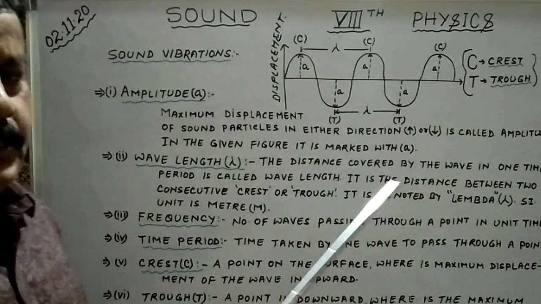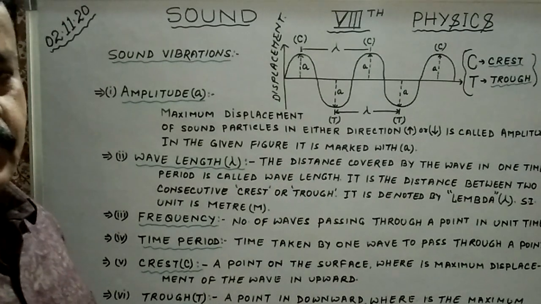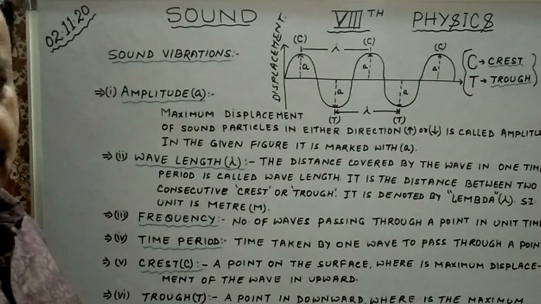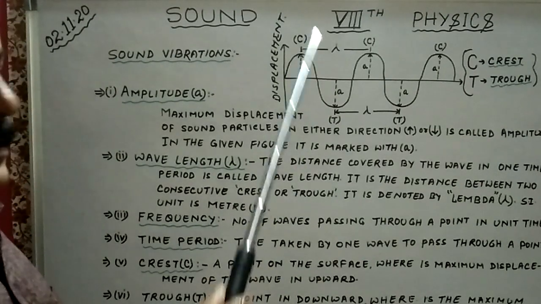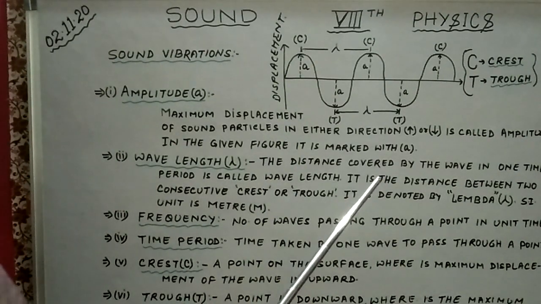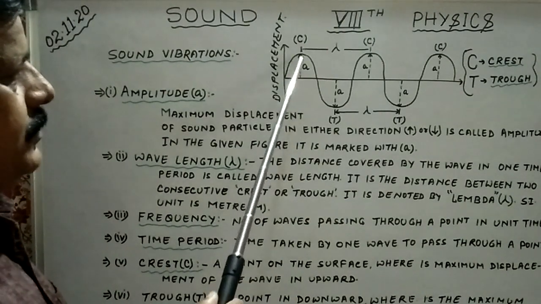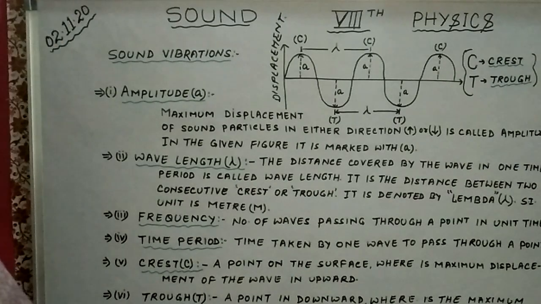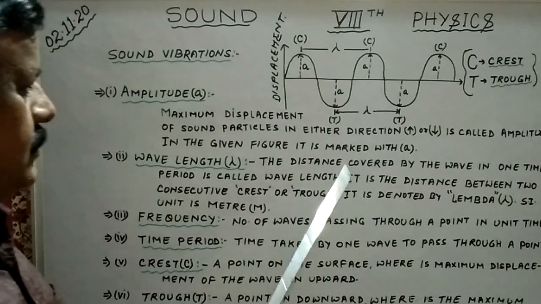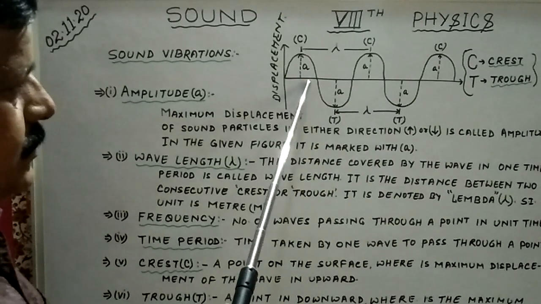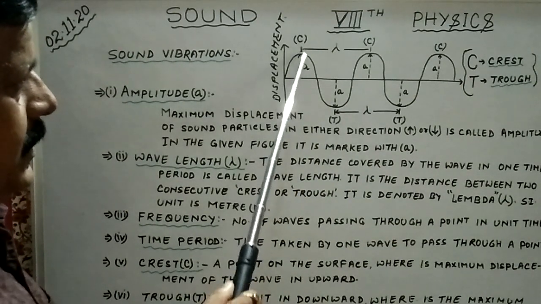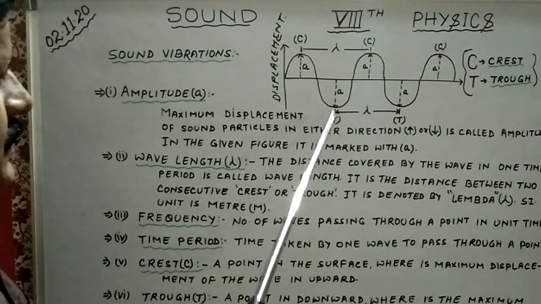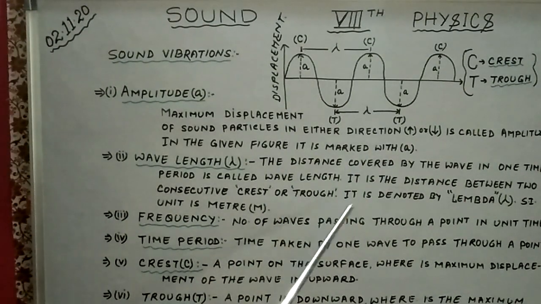Now come to the amplitude. This is small a. What is amplitude? Maximum displacement of sound particles in either direction is called amplitude. It may be in upward direction or it may be in downward direction, but it doesn't matter. All are amplitude. So amplitude is the maximum displacement of a sound particle in either direction, upward or downward. It is marked with a small a.